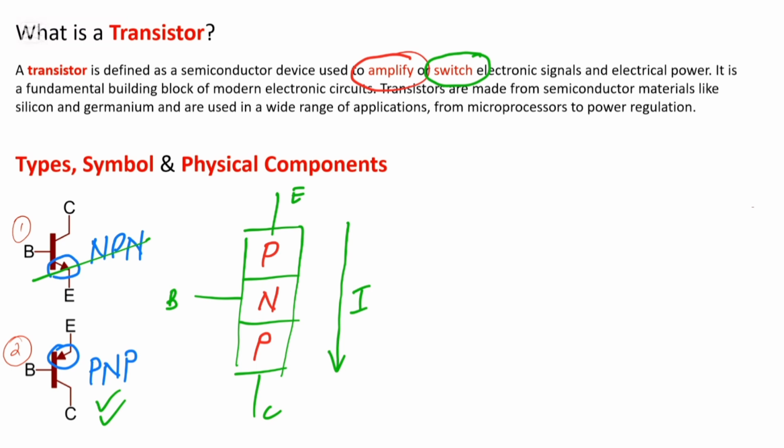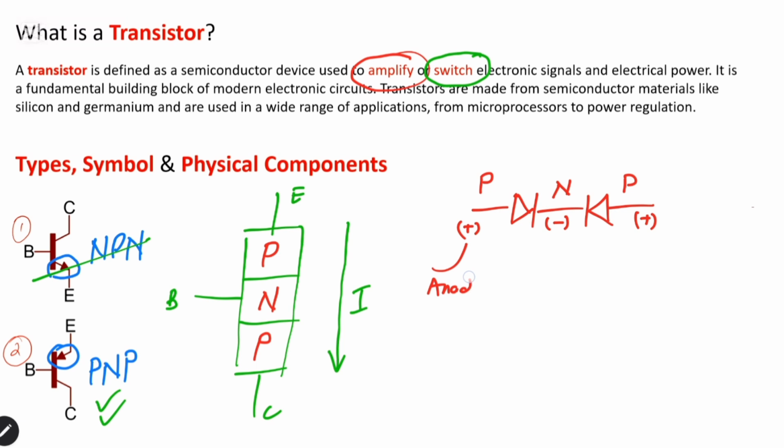So the equivalent circuit is now simple. You can write the equivalent circuit. That means you have the N and the P region. So you can draw something like this and then something like this. The P is always positive, N is always negative, and another positive. Remember, P is known as the anode and N is known as the cathode. So now you have the diode equivalent circuit of a PNP transistor.